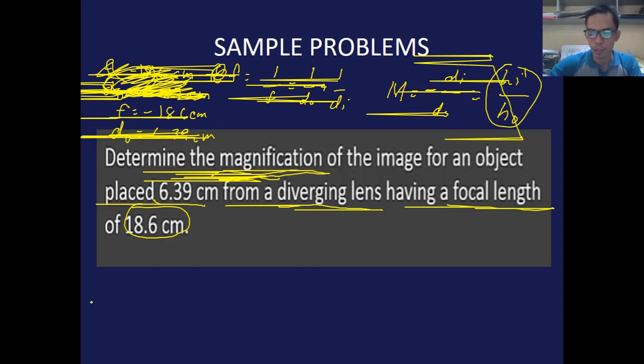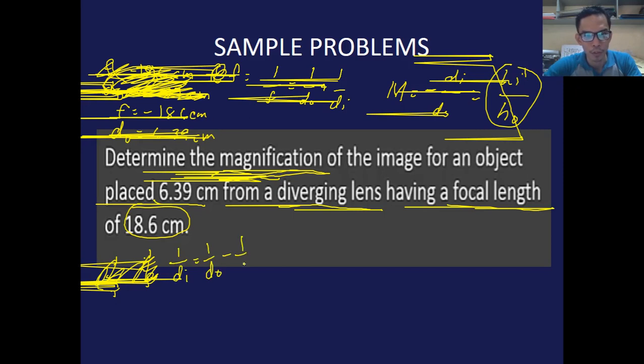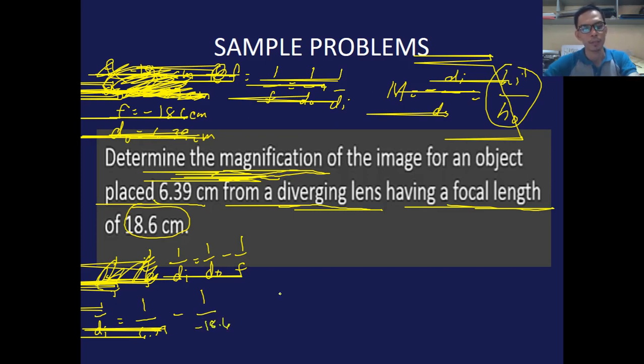Alright, let's compute. We have 1 over f, or rather 1 over d sub i, is equal to 1 over d sub o minus 1 over f. So 1 over d sub i is equal to 1 over 6.39 minus 1 over the focal length of negative 18.6.